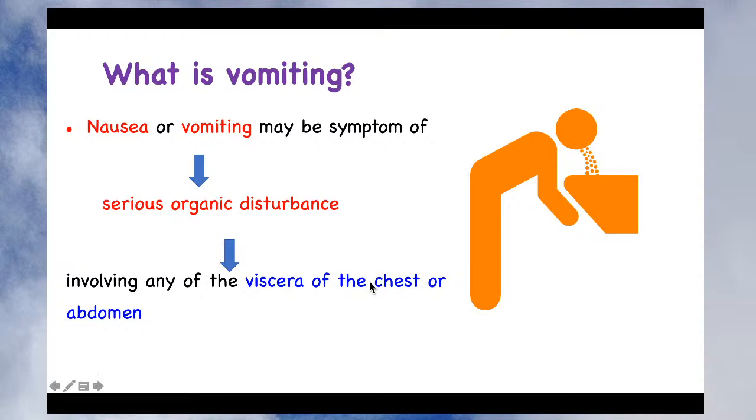So what is present inside the chest? The lungs are present. So if there is excessive coughing or irritation inside the lungs, it may lead to nausea and vomiting. And also if there is some problem or disturbance in the abdomen, the important system involved is the gastrointestinal tract. So if there is disturbance in the viscera of the chest or the abdomen, then it may lead to nausea or vomiting.